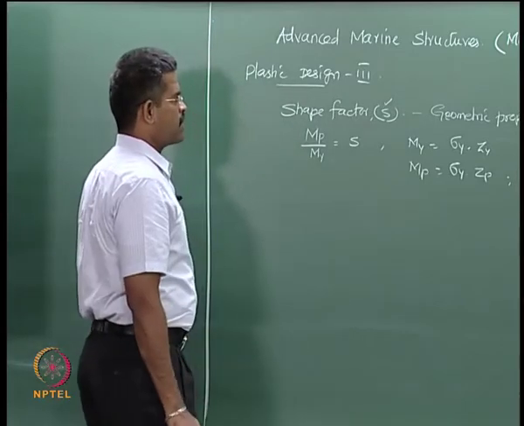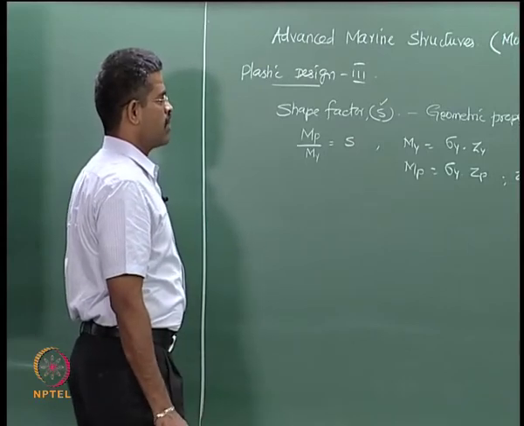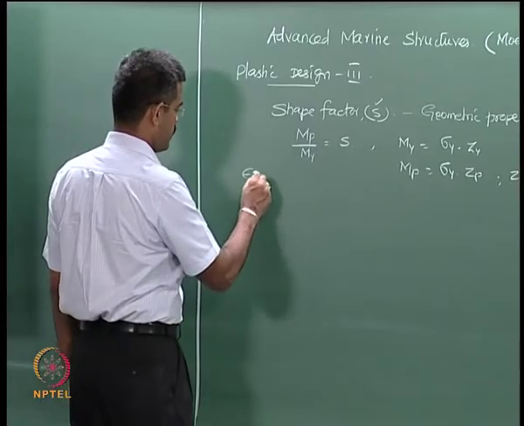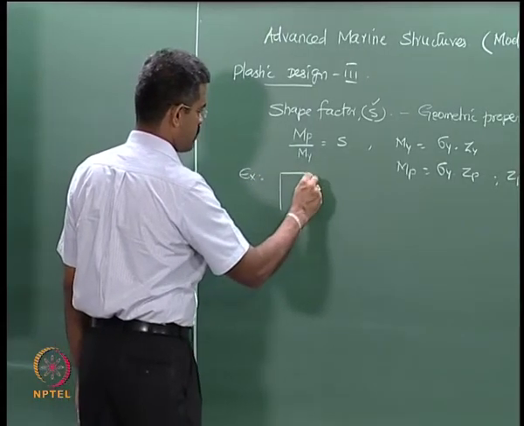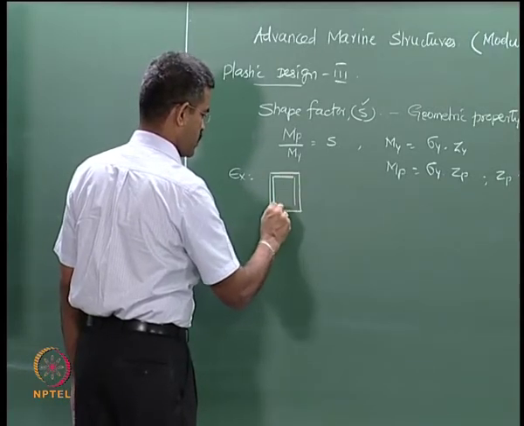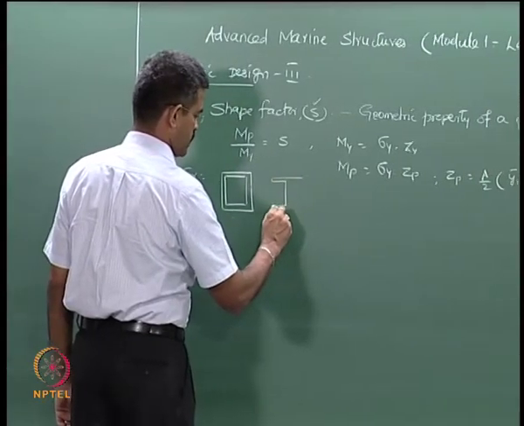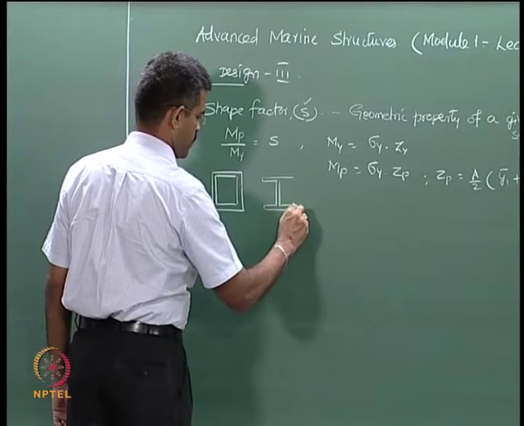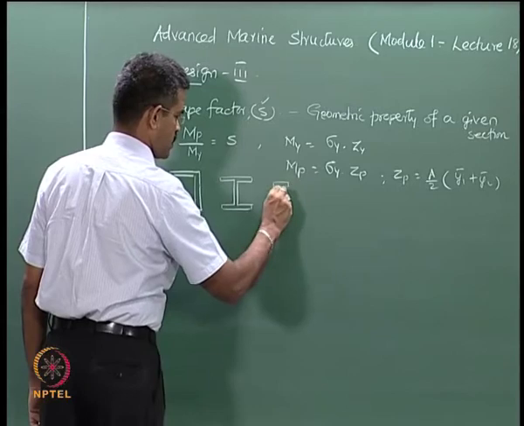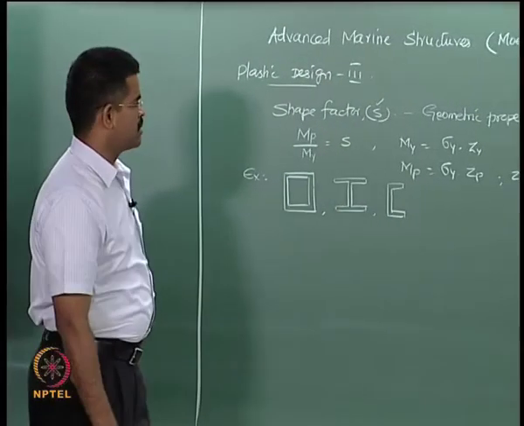So, we have worked out a couple of examples to estimate the shape factor. I think it is homework for you to find out the shape factors for different sections, for example a box section which is square in shape, what would be the shape factor for this, then an I section, then of course a channel section, etcetera. You should find out the shape factors for these.